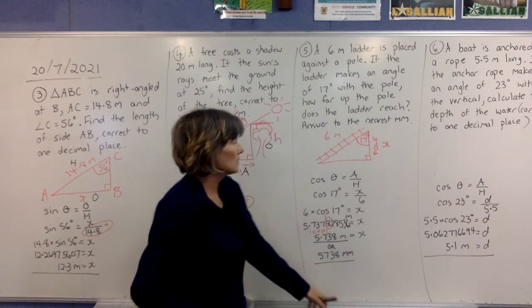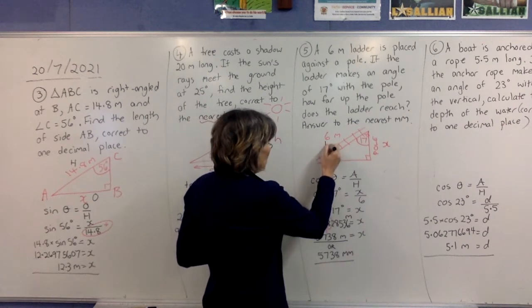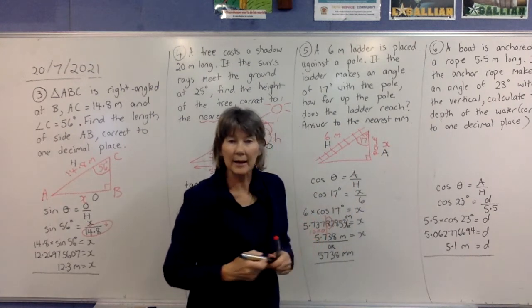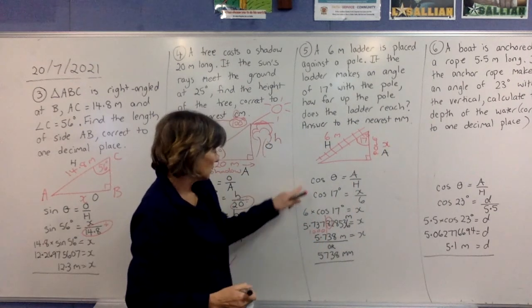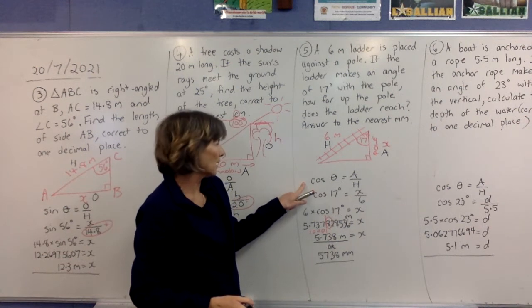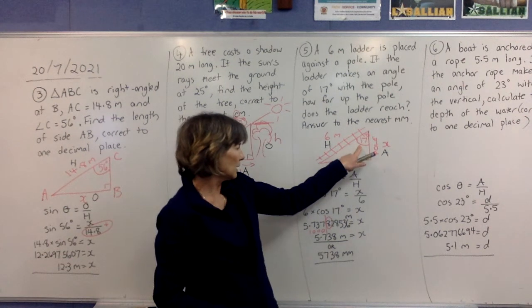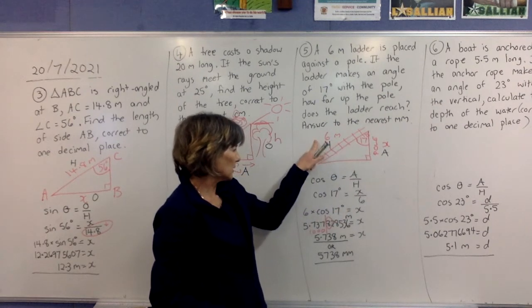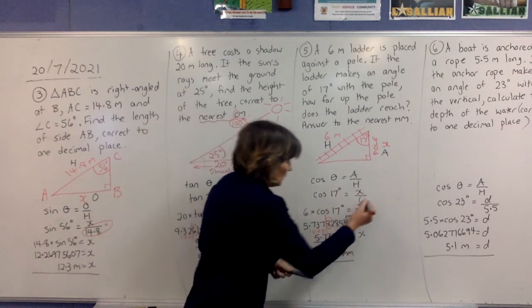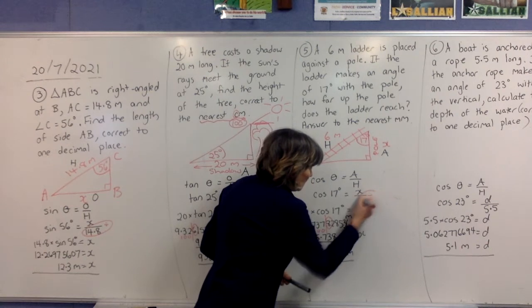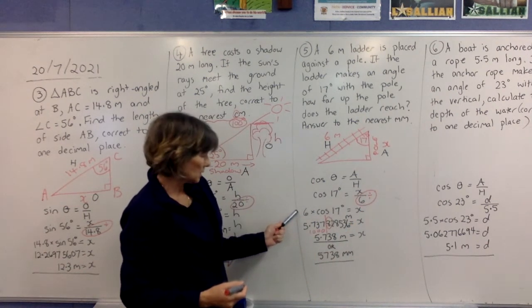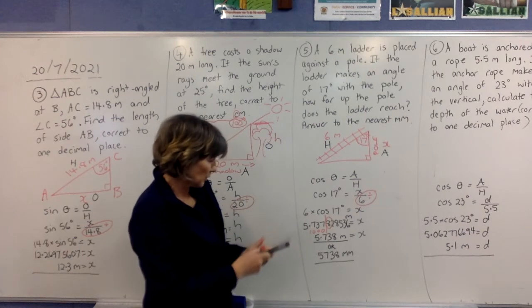And now we label our sides. This is your hypotenuse. This is your adjacent side. A and H means we're using cos. So it's cos theta equals A over H. Put your angle in. Cos 17 degrees equals X over 6. Get rid of your 6 by coming over here and timesing by 6. Use your calculator to get your answer.